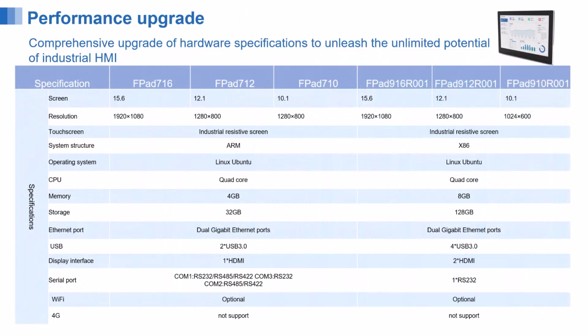So this is a detailed spec of these products. As you can see in these specifications, both the FPAD 7 and FPAD 9 support Wi-Fi connection. You can use a Wi-Fi network card to plug into the FPAD USB port, then access the internet by Wi-Fi, but 4G is not supported.